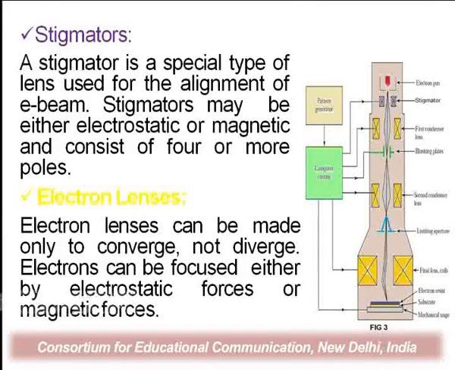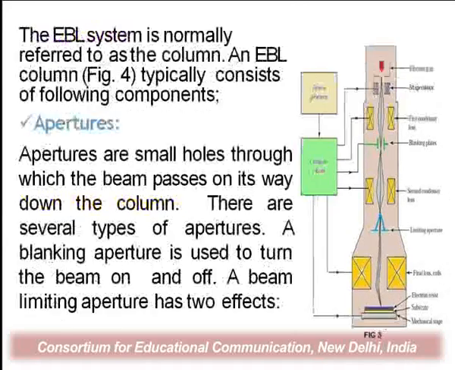And next is the electron lens. Electron lenses can be made only to converge, not diverge, the electron beam, so that it can be focused towards the wafer. The focus is achieved either by the electrostatic force or by the electromagnetic force, and it will go towards the wafer. So electron lenses are used for the direct flow of the electrons on the wafer.